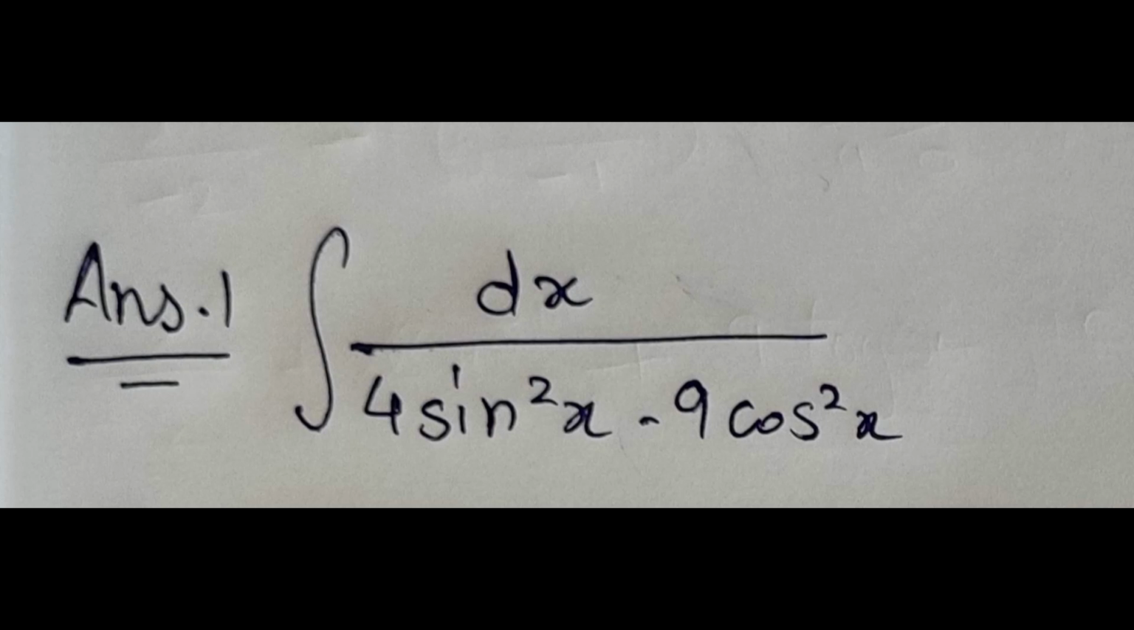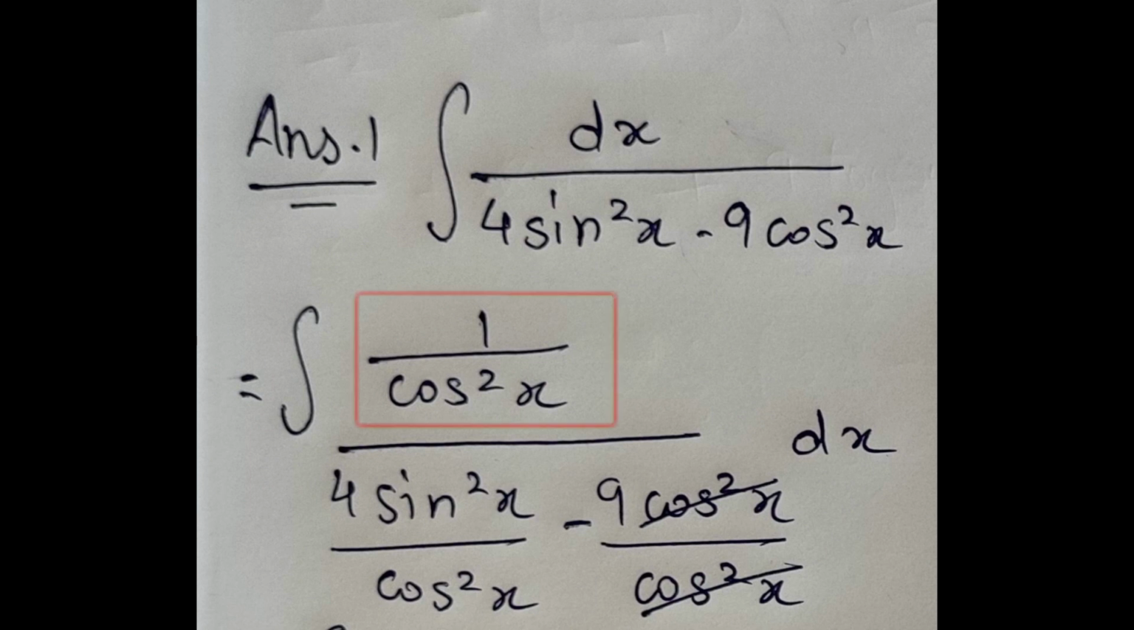So let's start with the question. We have here the integration of 1 by 4 sin square x minus 9 cos square x. Now in the first step, divide both the numerator and denominator by cos square x.